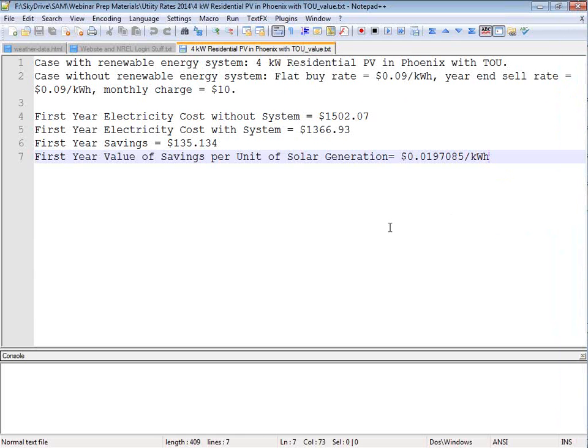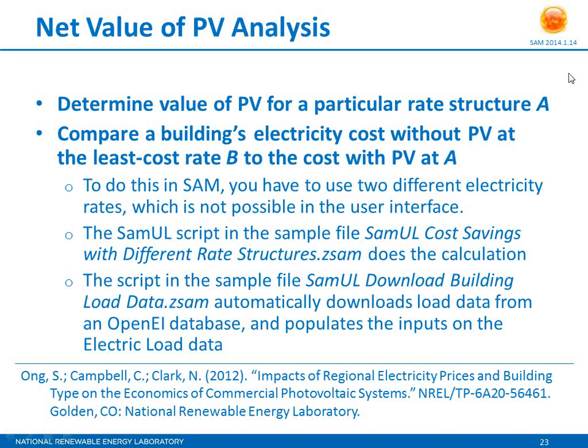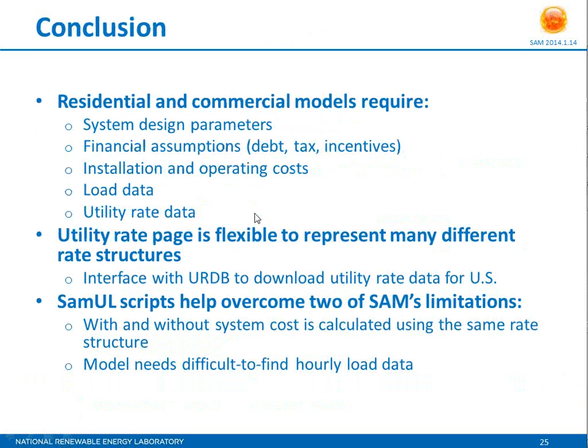Okay, so we've got a couple of sample scripts that we hope will make your life a little bit easier. So that's what I had today. Let me conclude quickly, and then we can do some Q&A. So to model a residential and commercial system in SAM, a distributed energy system, you need information to describe the renewable energy system, your financial assumptions, you need cost data, you also need load data and utility rate data. So you need a bunch of inputs to run the model.